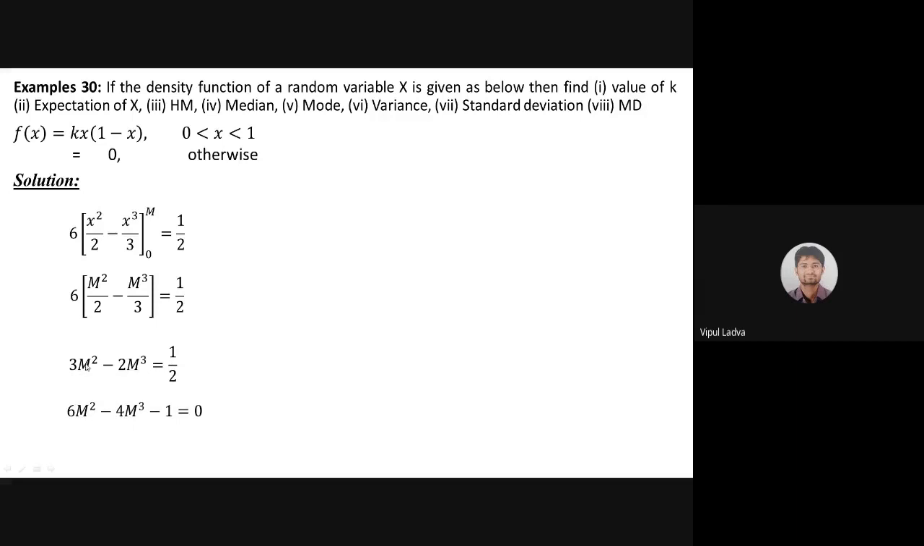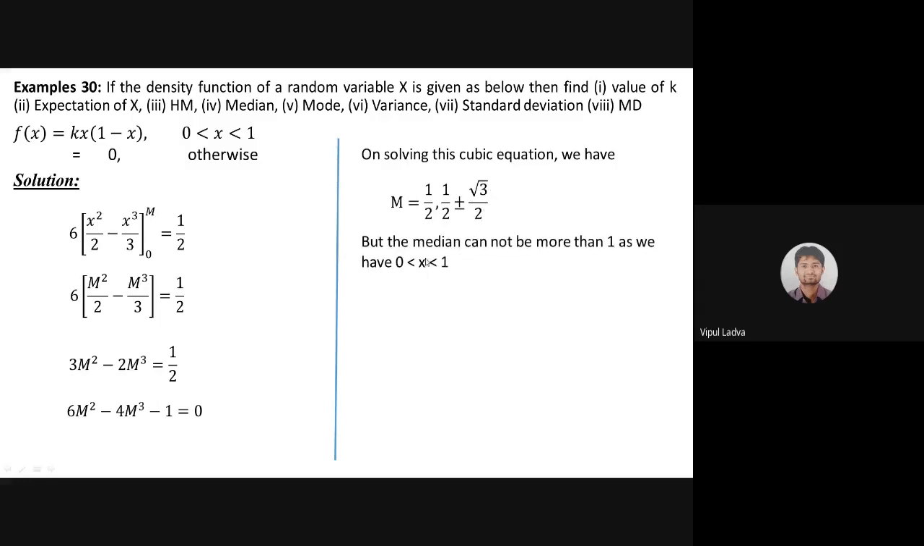Now we need to solve this cubic equation, is it? And we are quite good at solving the cubic equation from 8th, 9th, 10th. By solving this particular cubic equation, we will be able to have 3 different values of m, 3 values मिलेगी. We know that a quadratic equation will have 2 roots, a cubic equation will have 3 roots, a biquadratic equation will have 4 roots. By solving this cubic equation, we will have these 3 roots: 1/2, 1 by 2 plus or minus root 3 by 2, but the median cannot be more than 1, as we have 0 is less than x is less than 1.